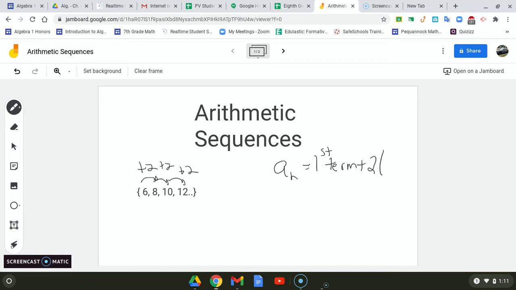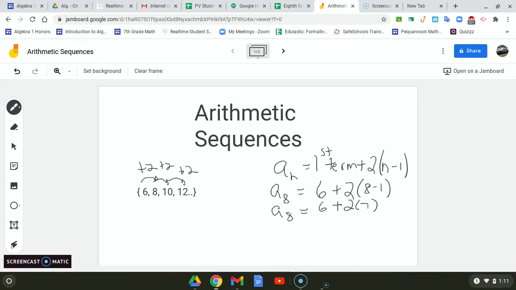times 1 less than the number of the term we're looking for. And what I mean by that is 1 less than the number of the term we're looking for is going to be n minus 1. So if we're looking for the 8th term, this is going to be the first term, which in this case is a 6, plus 2 times the number of the term, which again is going to be 8, minus 1. So in order to find what the 8th term is, we're going to have 6 plus 2 times 7.